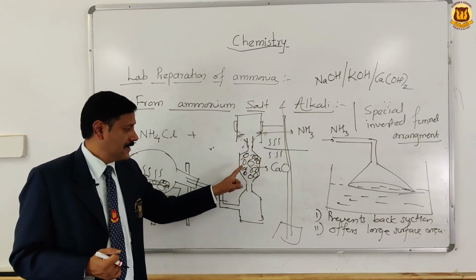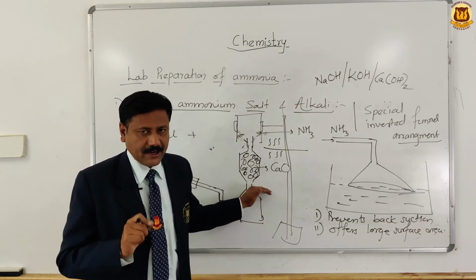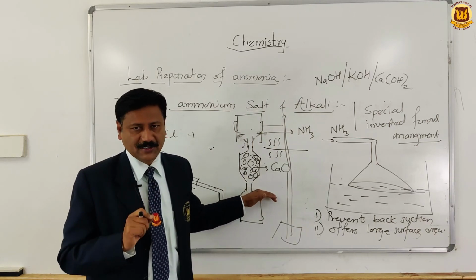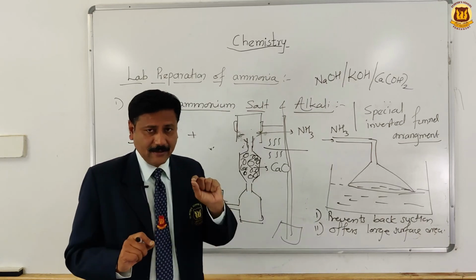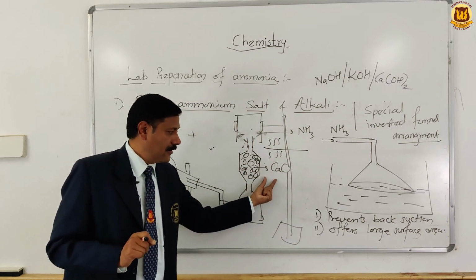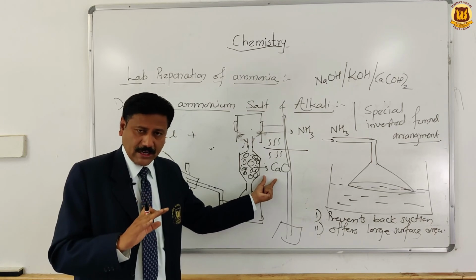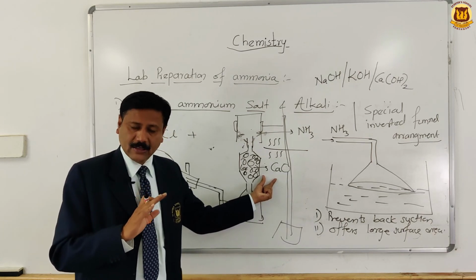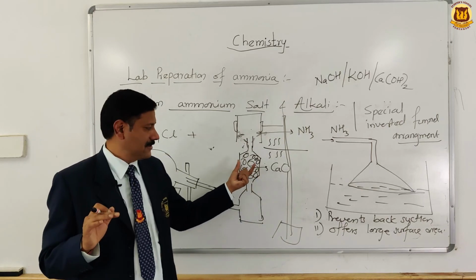This ammonia gas is passed through a drying agent. Which drying agent is used? Calcium oxide. Why is it preferred? Calcium oxide is a base. Ammonia gas is also basic in nature. Calcium oxide, quicklime, is also alkaline in nature. So, a base does not react with a base.